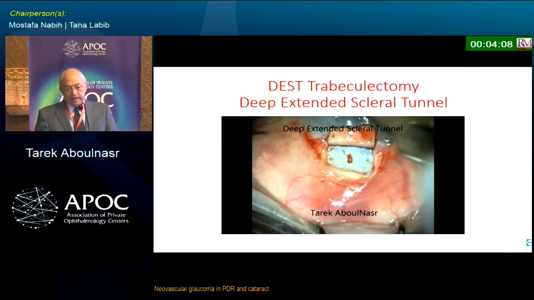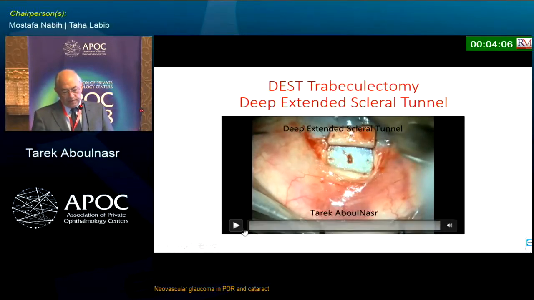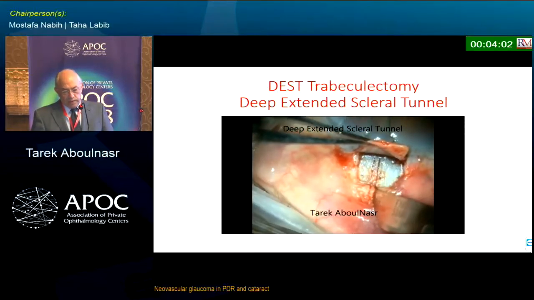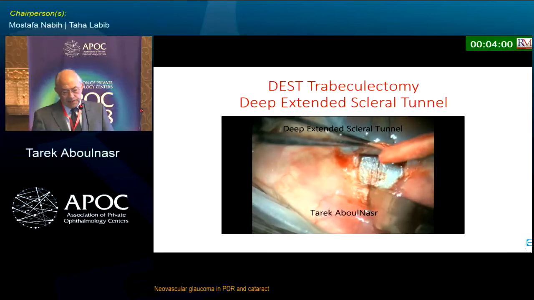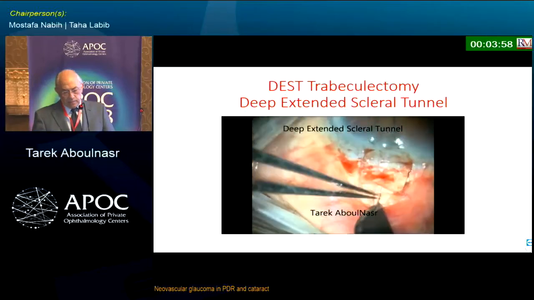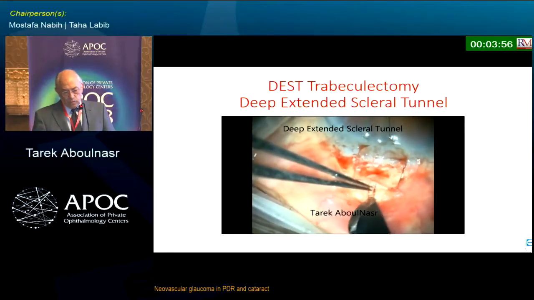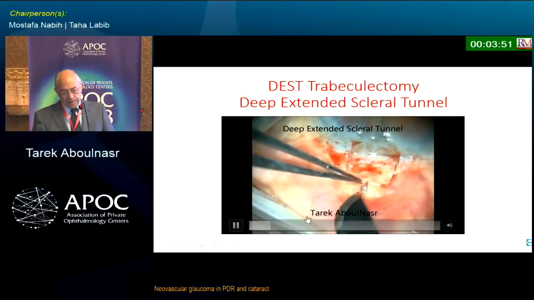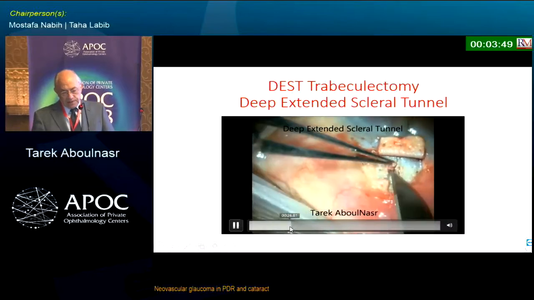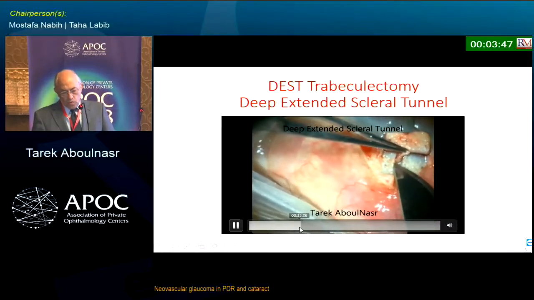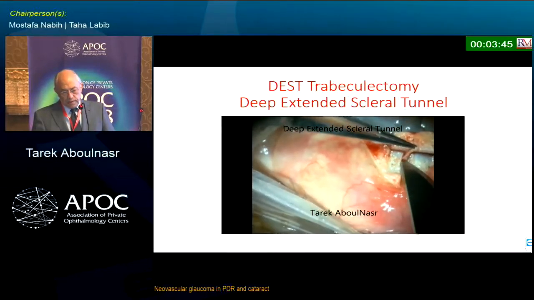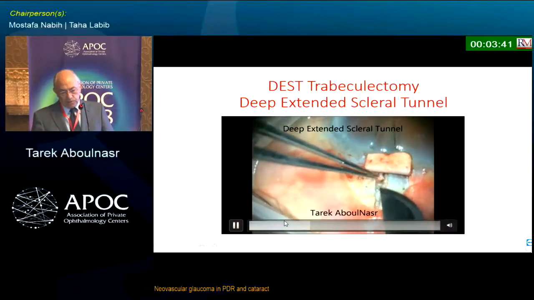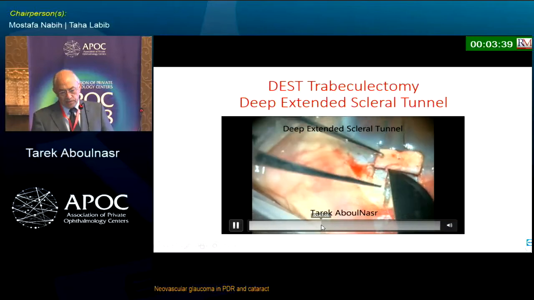In the form of trabeculectomy, I'm using all the time now the deep extended scleral tunnel. And here we make an extended scleral tunnel till beyond the edge of the scleral flap here. And this scleral tunnel will ensure the free passage of the aqueous from the anterior chamber to the subconjunctival space at the end of it.